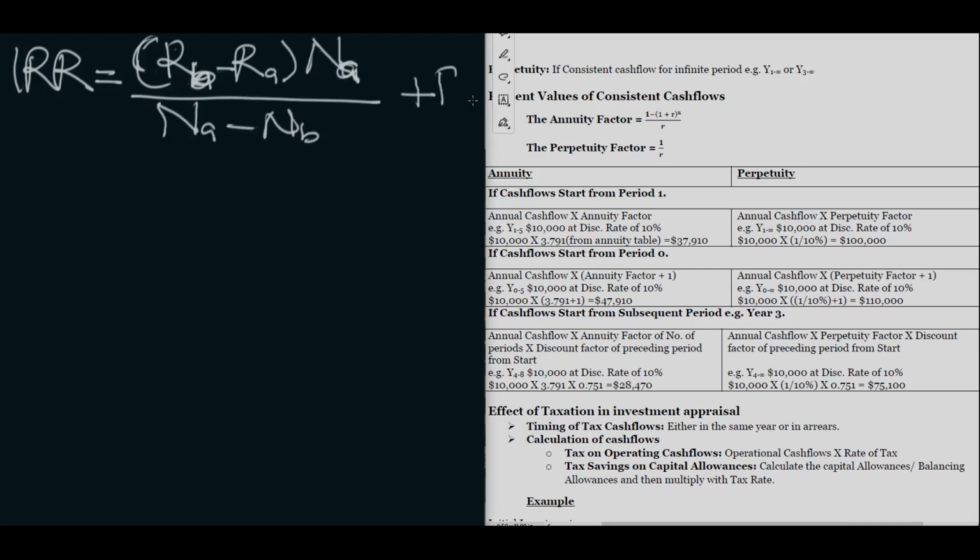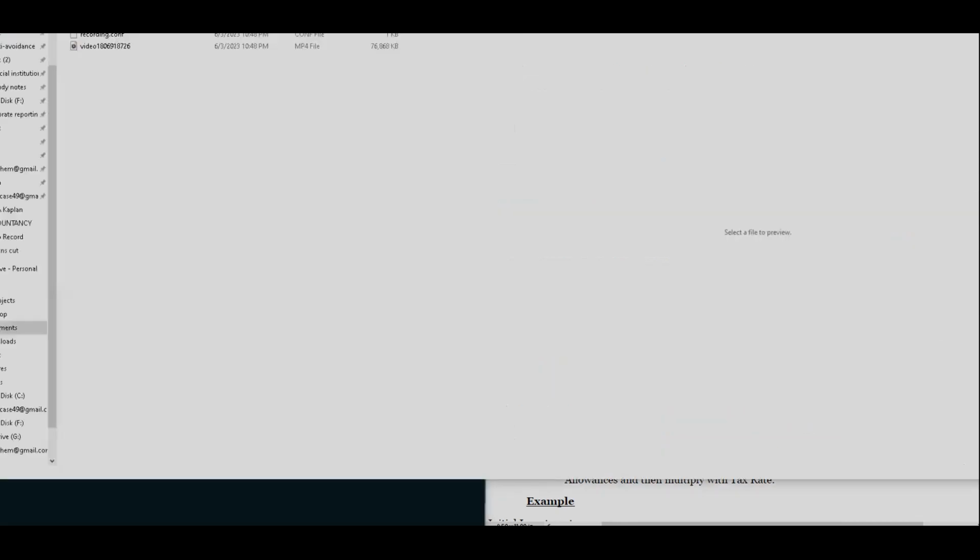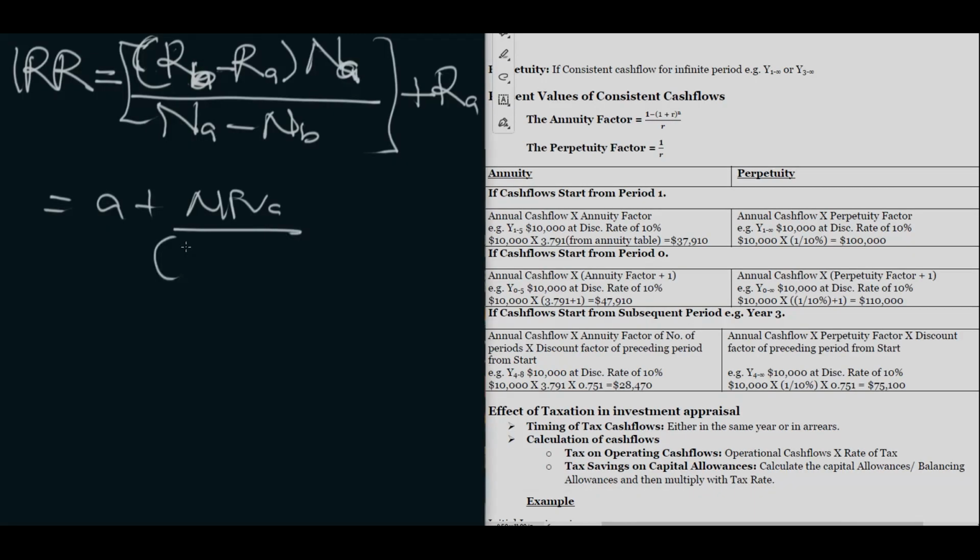So this one, I've really changed the formula now. People are not used to this. The common type that we see is A plus NPV of A all over the NPV of A minus NPV of B, all times B minus A. This is it. But this one, people never get it correct. So that is why I've summarized it for you.